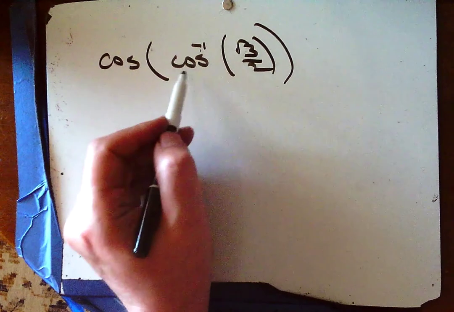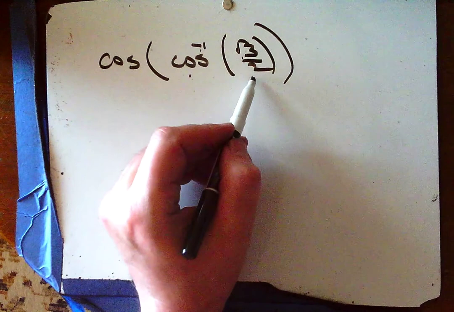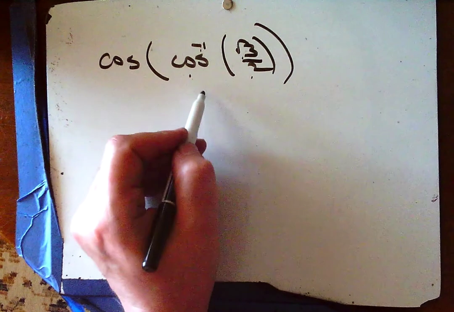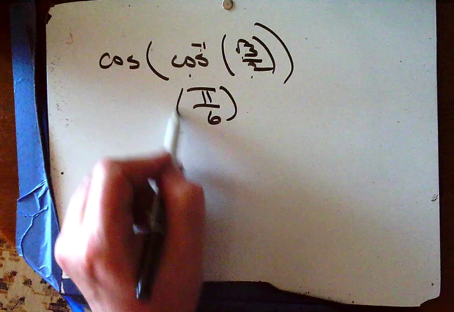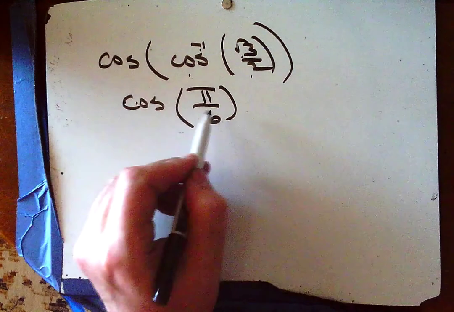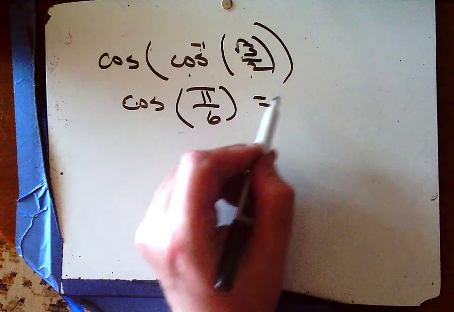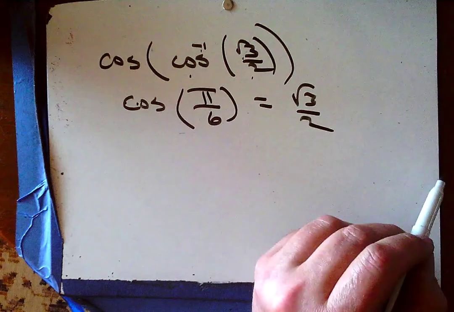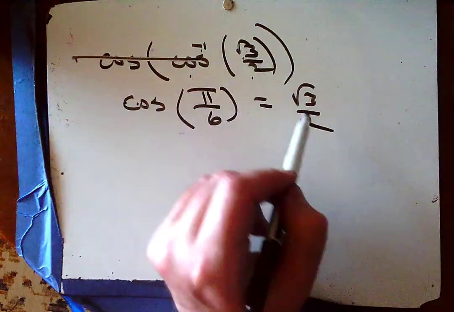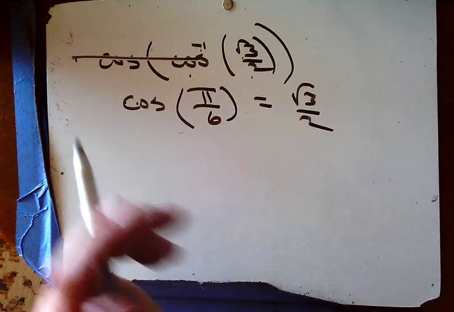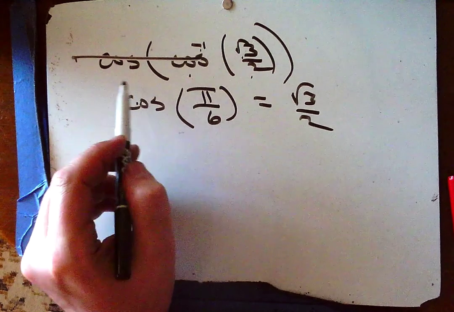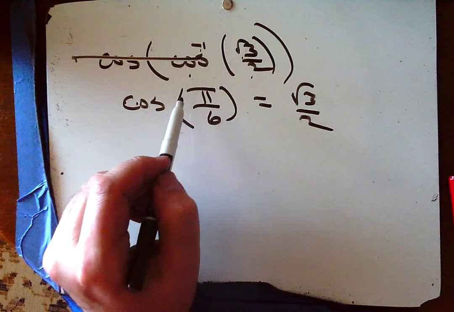What angle has an x value of root 3 over 2? Well, I know that to be pi over 6. And then let's do the cosine of that angle. The cosine of pi over 6 is root 3 over 2. So yeah, in this case, I can just cancel them out. But if you're not sure, go the long way and figure it out.